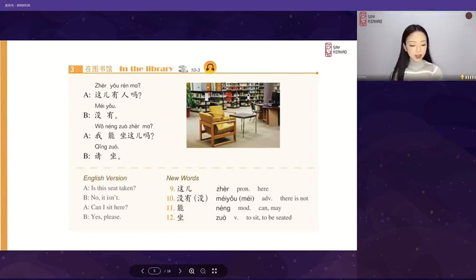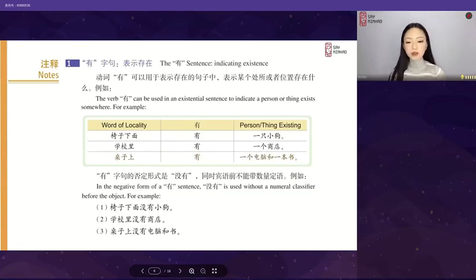请坐. Okay, very good. Now let's move on to our language point. First one is 有, the 有 sentence, which indicates existence. This verb 有 can be used in some sentences to indicate a person or something exists. For example, 椅子下面有一只小狗. First, 椅子下面 is a word or phrase of locality.